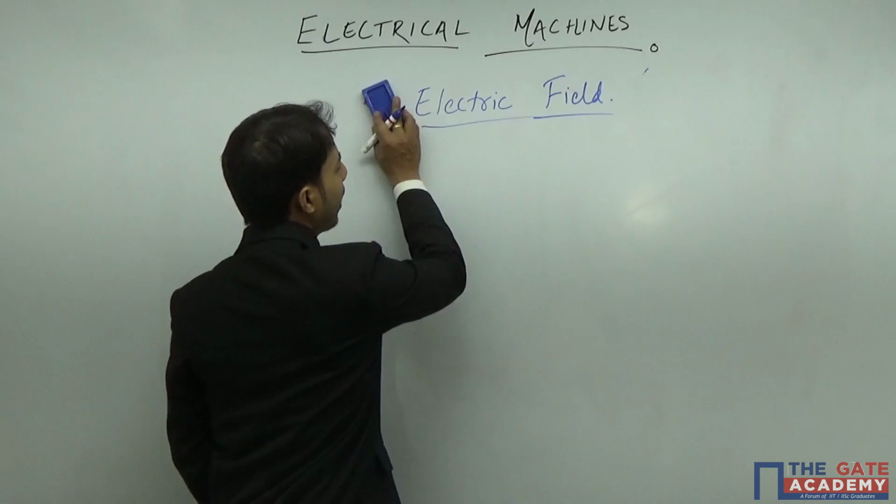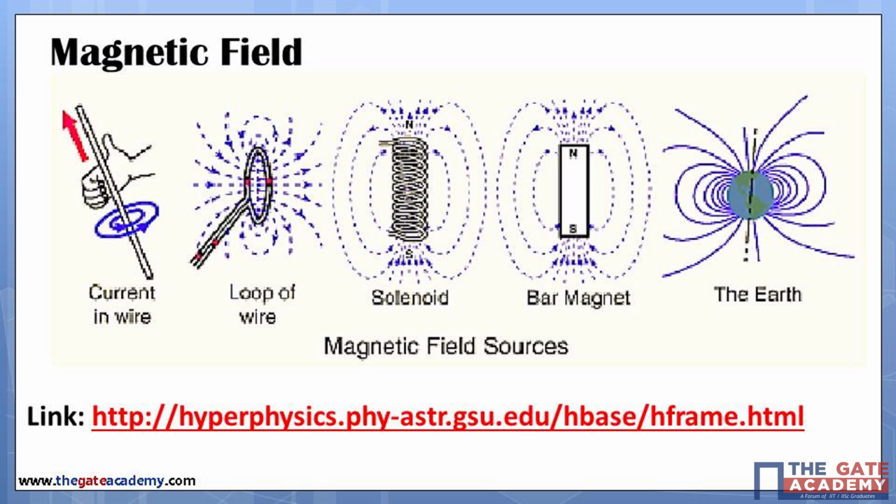The next topic is magnetic field. If you see in the PPT, there are various causes for which a magnetic field can be produced. The first given in your PPT is current in a wire. A loop of wire will also have a magnetic field. A solenoid will also have a magnetic field. A bar magnet, which means a permanent magnet, will also have a magnetic field. Our Earth itself has its own magnetic field.